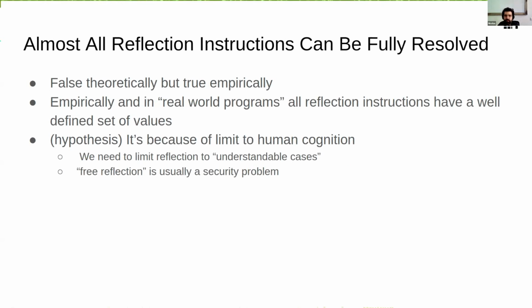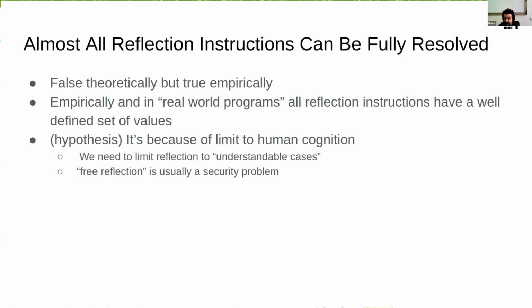Another idea that sounds a little bit counterintuitive is that, from what we've seen, all reflection instructions can be fully resolved. Meaning, in all the programs we've tested, we're always able to understand all the values a reflection instruction can reach, without a superset or a subset. It's really the set of values. It's obviously false theoretically, because you could imagine building a program where the user would type something and you would try to instantiate that something into a class. So obviously you don't really know what's going to be there, but empirically this actually never happens.